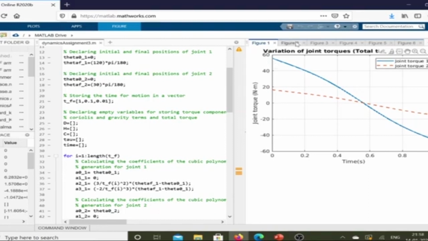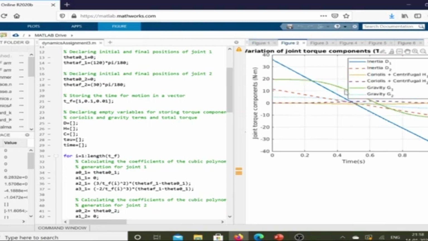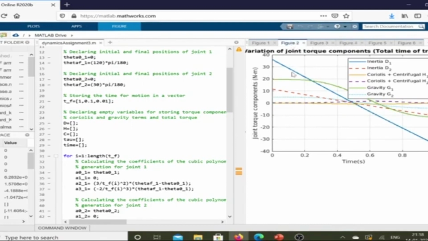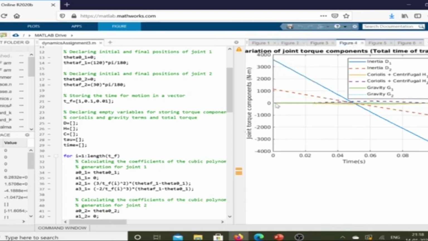Again, it's the same thing. If you look at the components, it will show that gravity is lower, but here inertia has gone up a little bit more. The blue line has gone up a little bit more. Now, if you look at figure 4 for 0.1 second, inertia has gone up. Now, if you look at figure 2, you see that the inertia component is only about 35. Gravity is 20. What about this one? Here the inertia is showing 0 because it's much smaller in comparison to 3500 Newton meters.